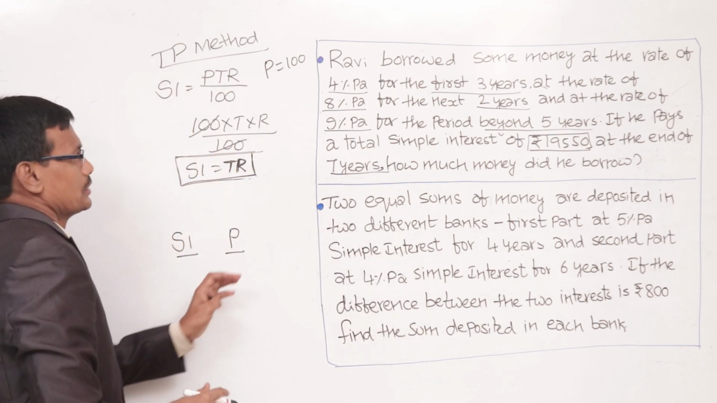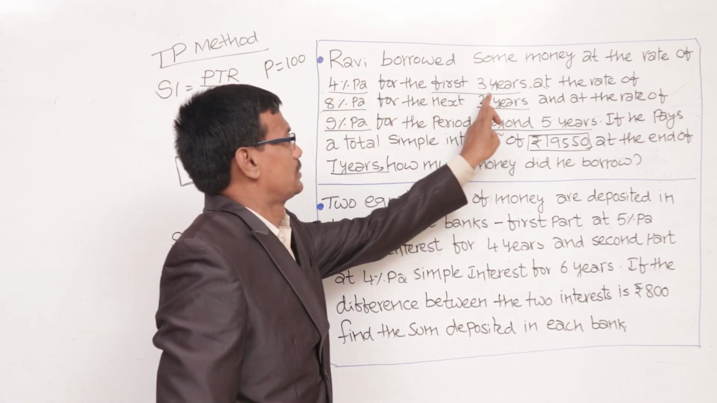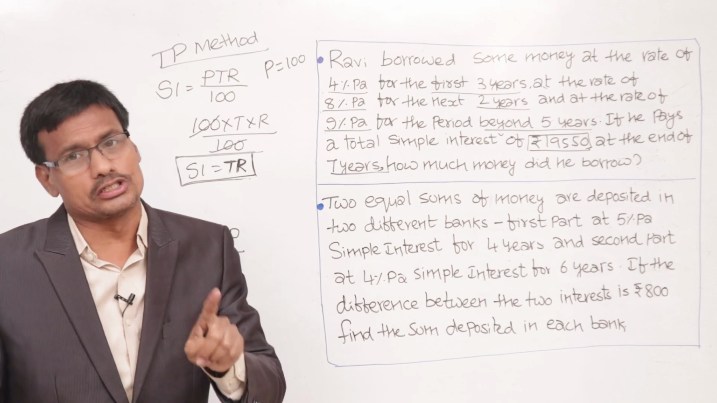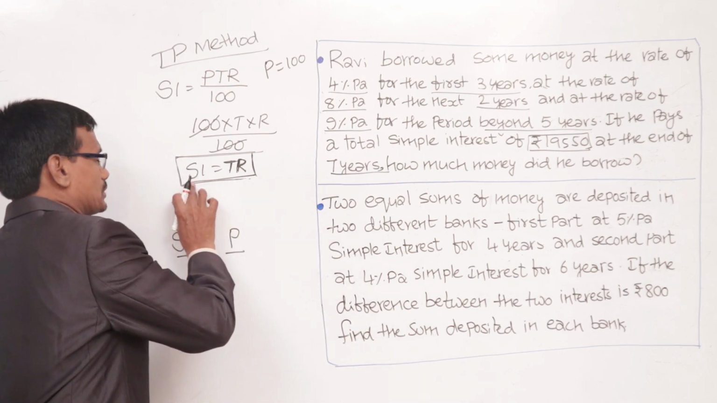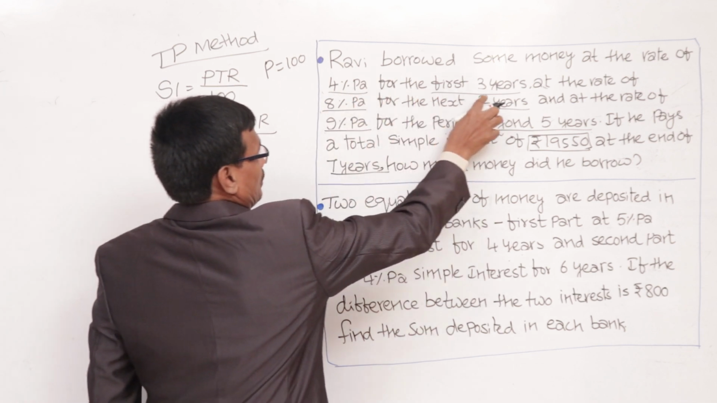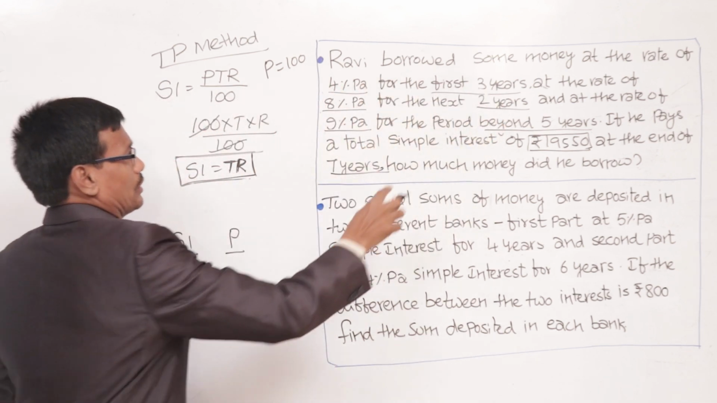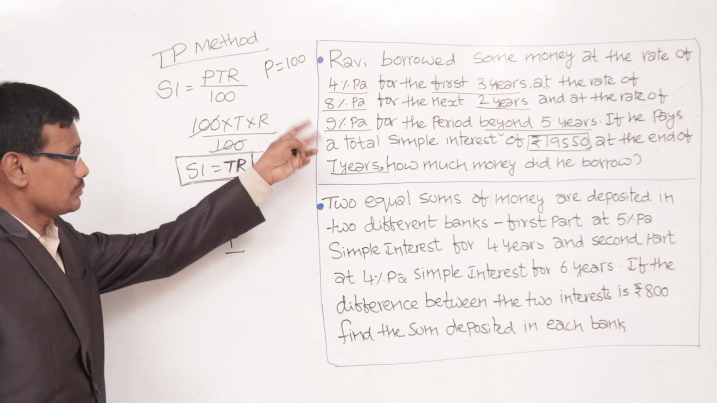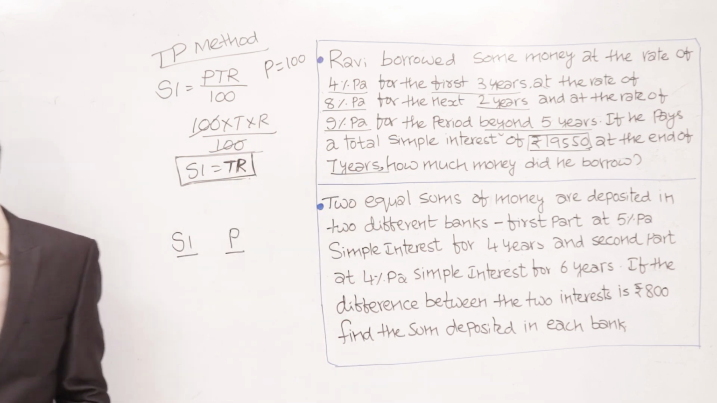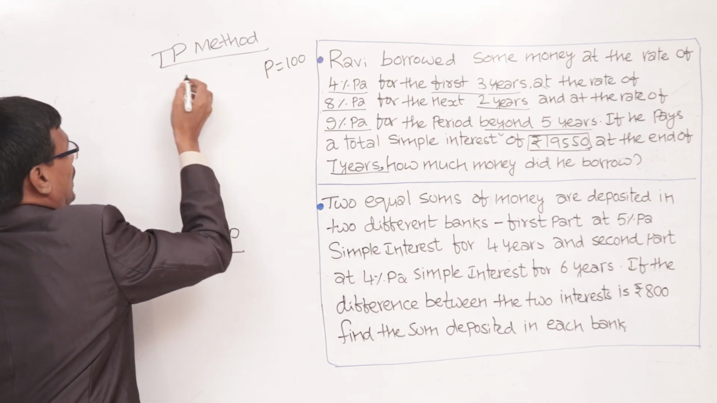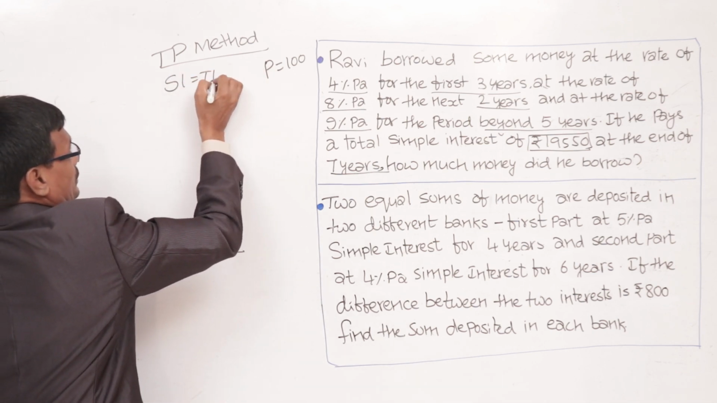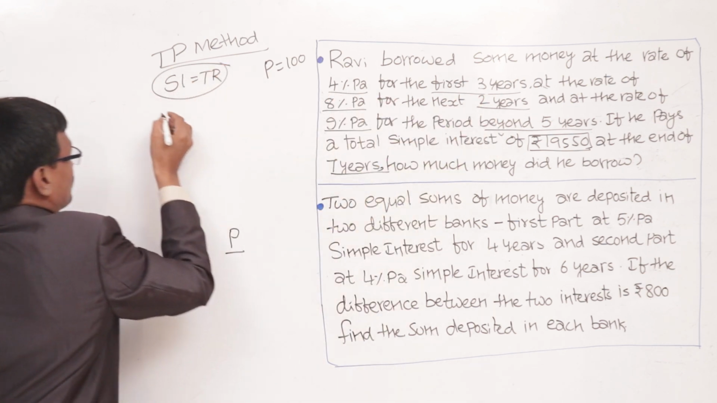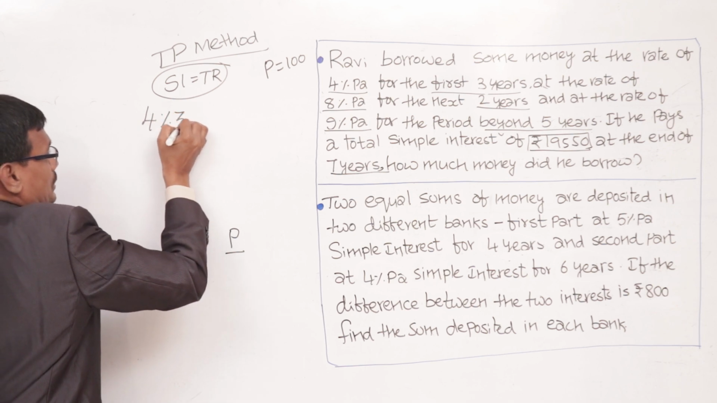Now come here. So here what they are given, 4% for 3 years, means from here we are in a position to find out the simple interest now, because SI means simple interest TR. So TR, 3 into 4 is 12, 2 into 8 is 16, like this we have to find out. So already we have seen when P is equal to 100, SI is equal to TR. Now come to the question, 4% for 3 years.